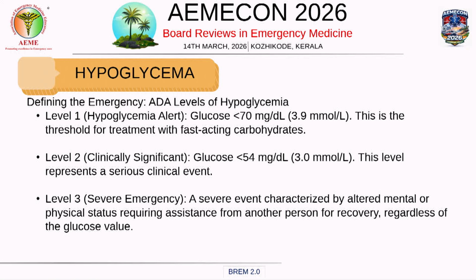Level 1, when the glucose value is less than 70. Level 2, when the glucose value is less than 54. And level 3, this is important, is irrespective of whatever the glucose value be, a severe event that is characterized by altered mental sensorium, or basically we can just remember that the patient required assistance from another person for recovery. In that case, irrespective of the glucose value, the patient had a severe level 3 hypoglycemia.